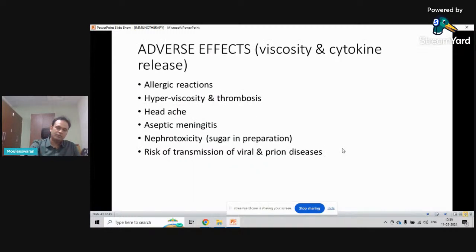So the adverse effects of immunoglobulin use are mainly concerned with the viscosity and the cytokine release property of the immunoglobulins. The cytokine release can result in aseptic meningitis and other constitutional symptoms like fever, and it can result in allergic reactions. The hyperviscosity can potentiate the risk of thrombosis. It can result in nephrotoxicity because of the sugar which is present in the preparation, and there is a risk of transmission of viral as well as prion diseases.